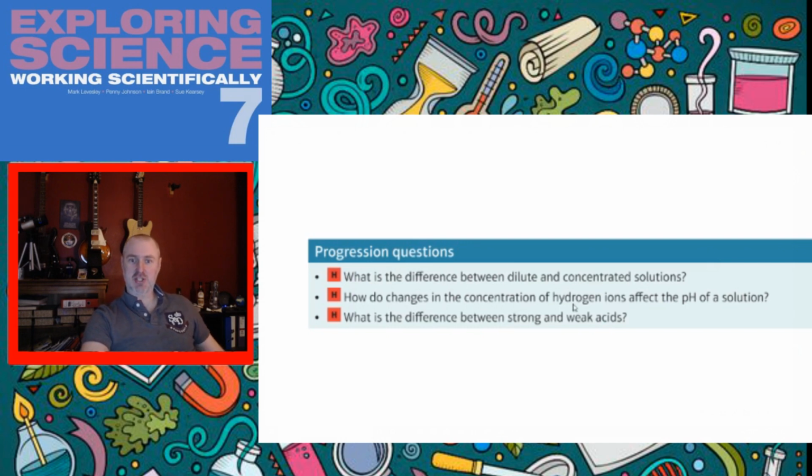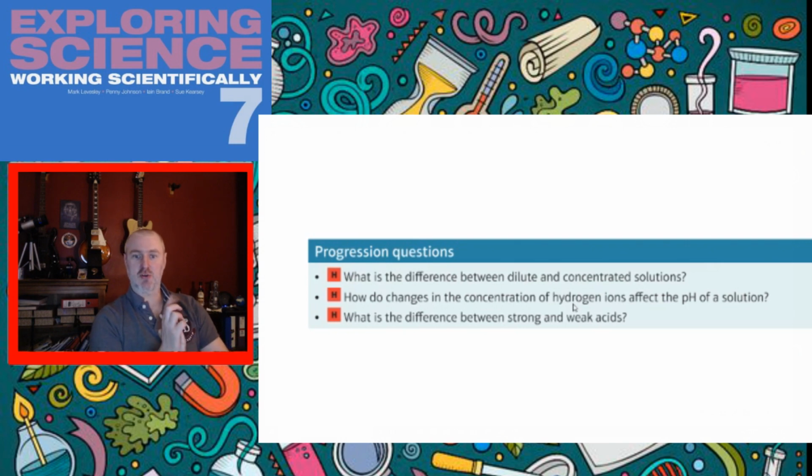B, how do changes in concentration affect pH? If the concentration of hydrogen ions becomes 10 times bigger, the pH will drop by 1. Which means there's a gap, isn't there, between if I jump 2 pH levels, we're 100 times more concentrated.